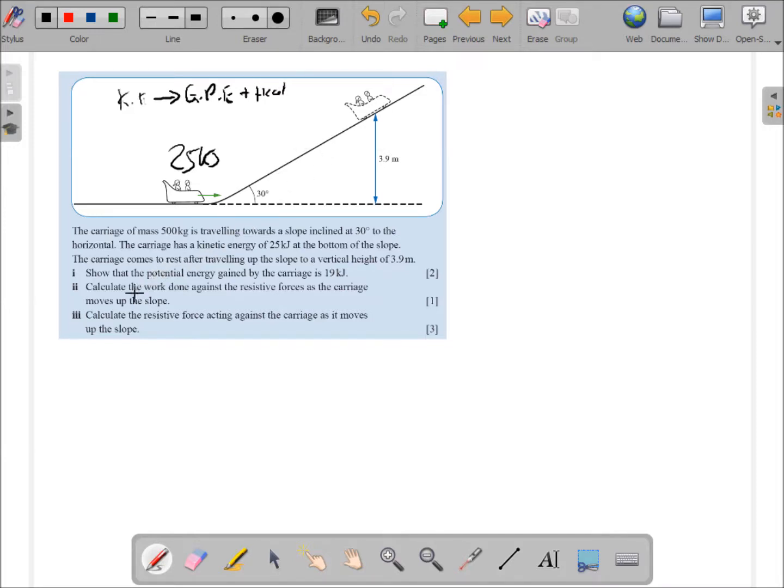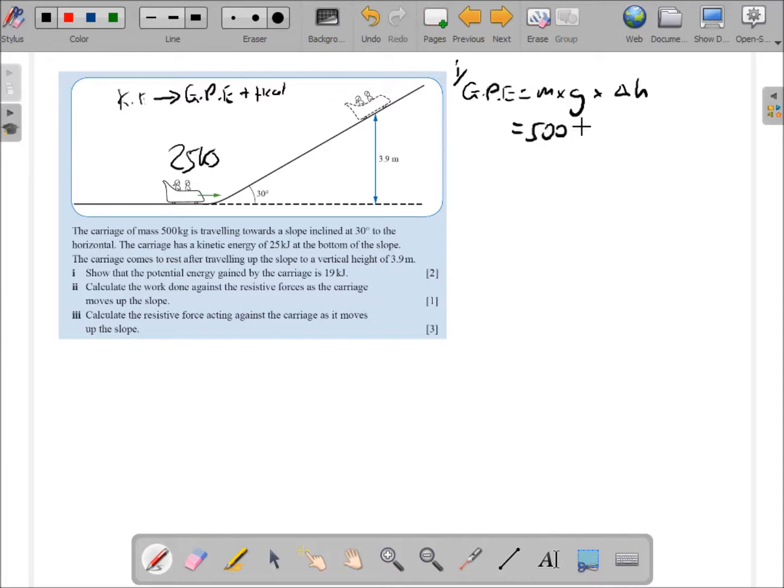So let's have a look at the first thing we're asked. Show that the potential energy gained by the carriage is 19 kilojoules. Well, the first thing we know is that it's got up to a certain height and it has a certain mass, so we know that we can work out the gravitational potential energy using the formula we've used many times before. G.P.E is mass times g times the change in height.